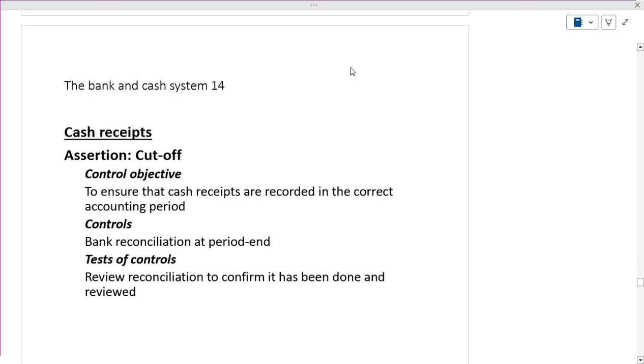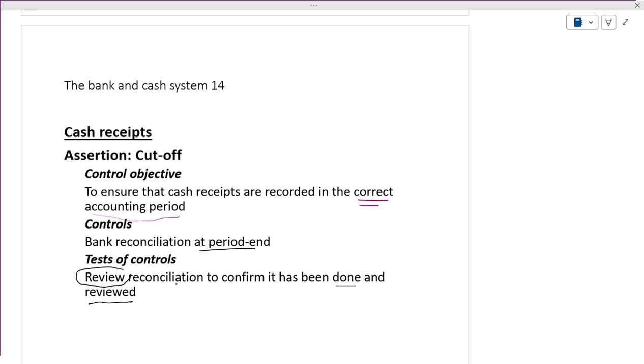You have the cutoff. I'm not using this to a great extent. It has to be recorded in the correct accounting period. You have to prepare the bank reconciliation at the end of the period, and you have to review the bank reconciliation, whether it has been prepared and whether it has been reviewed.